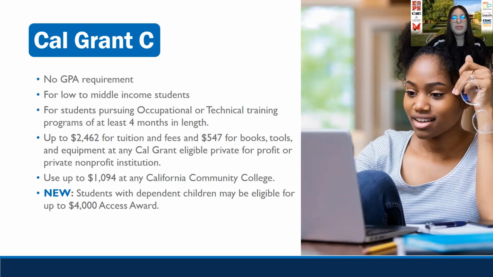Cal Grant C is a little bit different. It is a competitive Cal Grant, which means there is no GPA requirement. It is for low to middle income students. For students pursuing an occupational or technical training program of at least 4 months, they can receive up to $2,462 for tuition and fees, and $547 for books, tools, and equipment. $1,094 of that money can be used at a California community college, and students with dependent children can also be eligible for up to $4,000 in Access Award.